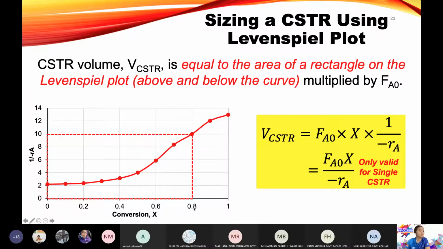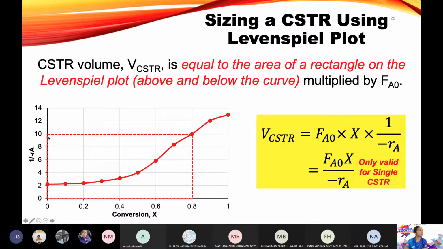Katakanlah conversion kita adalah 0.8, 80%. Katakan dalam information yang kamu dapat, reaction yang kamu nak jalankan ni, kamu punya target conversion 80%. Kita kena ingat masa we're talking about reaction, kita biasanya akan target conversion yang kita nak. How much conversion that we desire. Means, katakan saya nak capai 80% conversion, how big my reactor shall be or how much is the volume if I want to achieve conversion of 80%. Kalau kamu perasan, katakan saya nak capai conversion 80% and I draw a rectangle across this graph, yang macam kotak merah ni. Kenapa kotak merah ni kat 0.8? Sebab kita nak target katakan conversion 0.8.